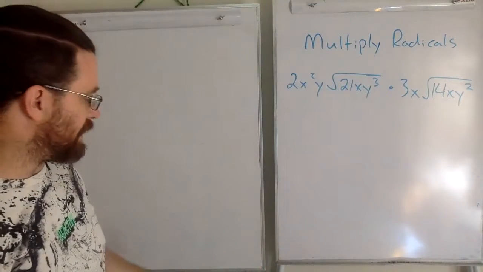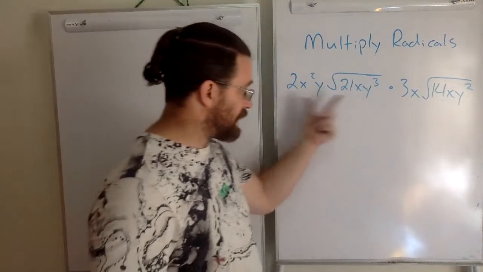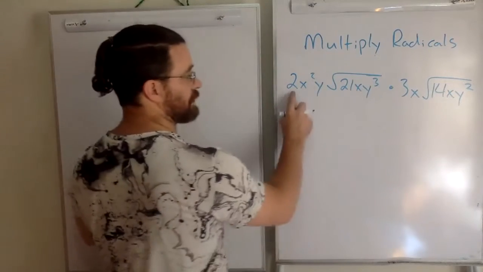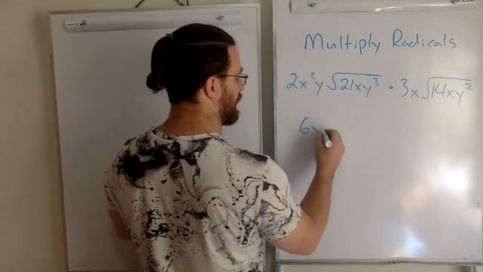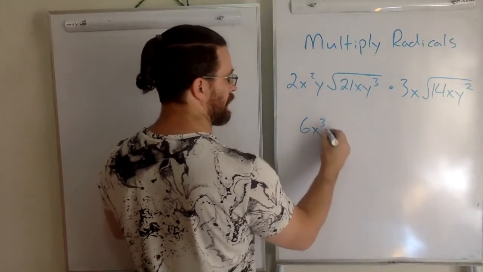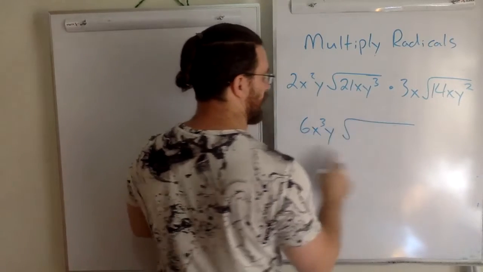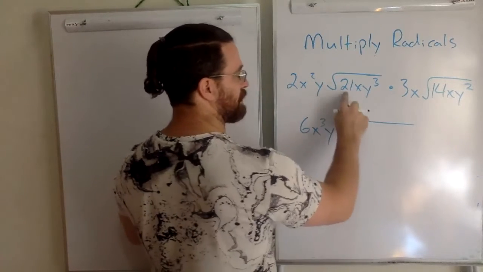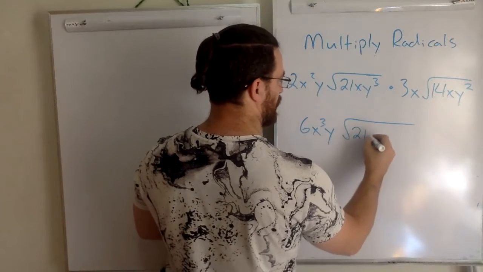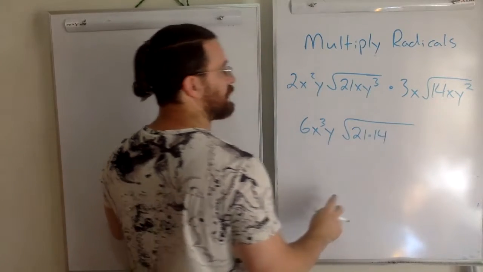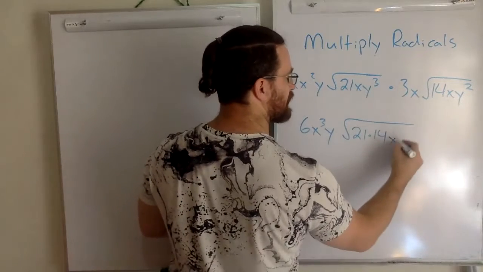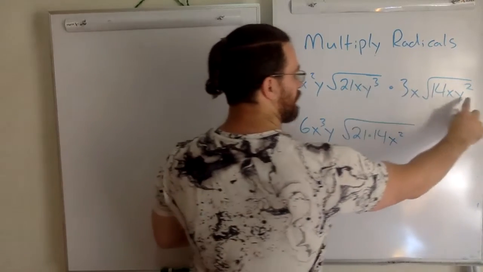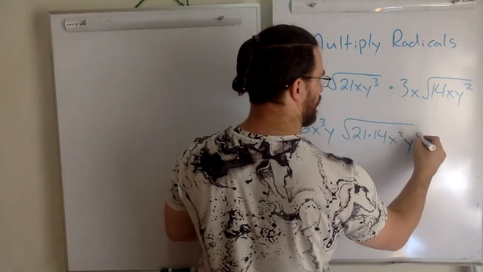So again, to begin with, I'm going to do outside with outside. So 2 times 3 is going to make 6. X squared with x is going to make x cubed. And then I got the y. On the inside, I'm just going to write the 21 and the 14. So 21 times 14. But now I'm going to combine my variables. So x times x is going to make x squared. Y cubed times y to the second makes y to the fifth.